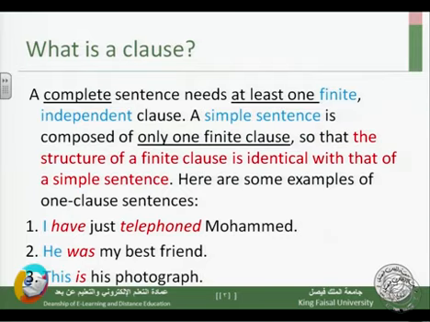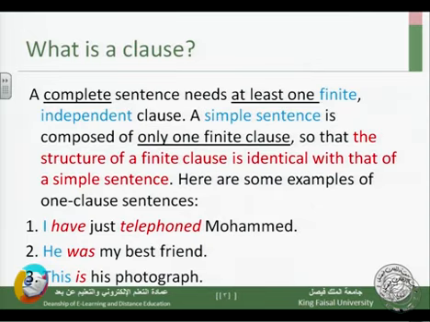In this lecture we'll begin with defining a clause. So what is a clause? We will try to give you some idea about a clause and what constitutes a clause. So we'll begin with this bit of information.